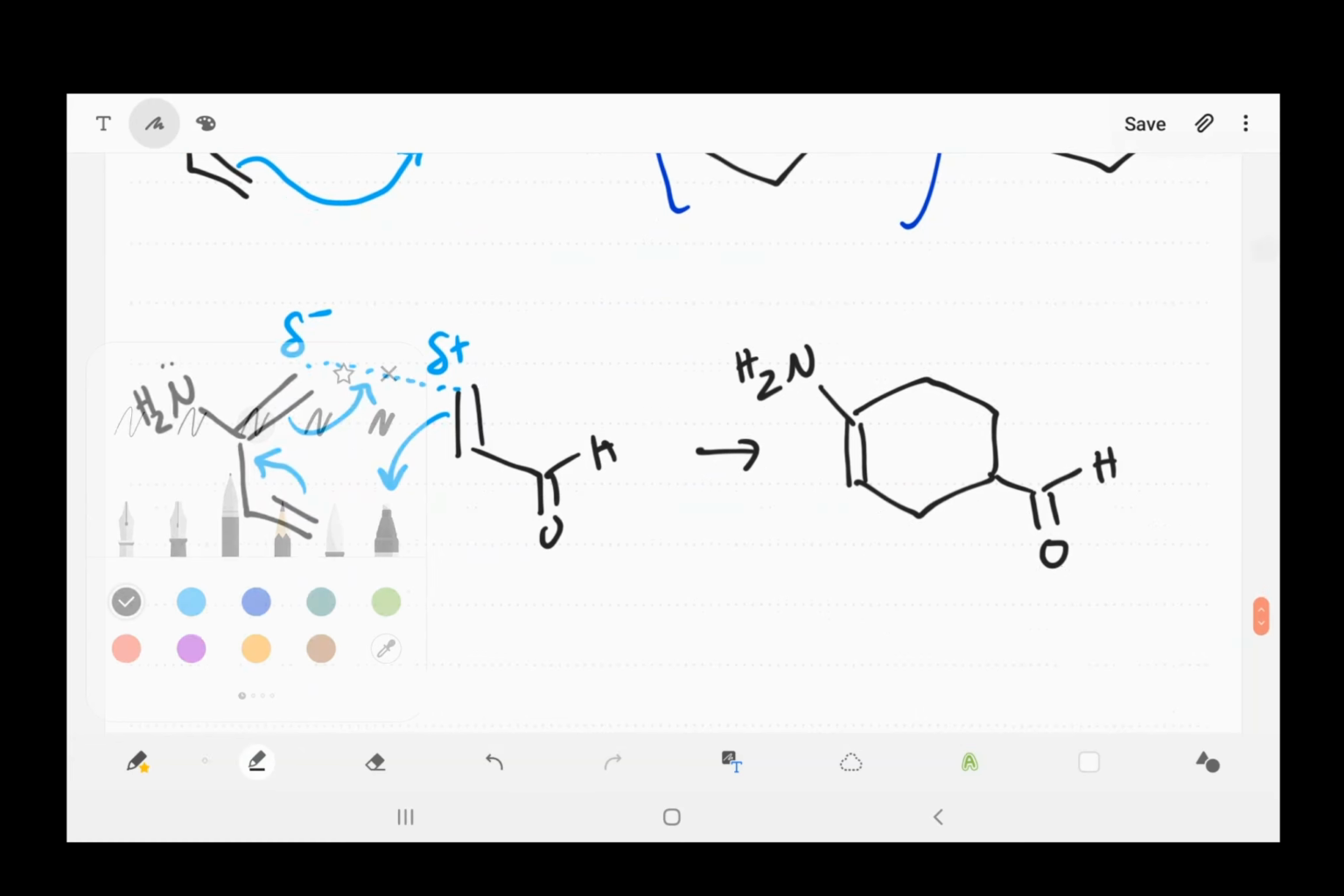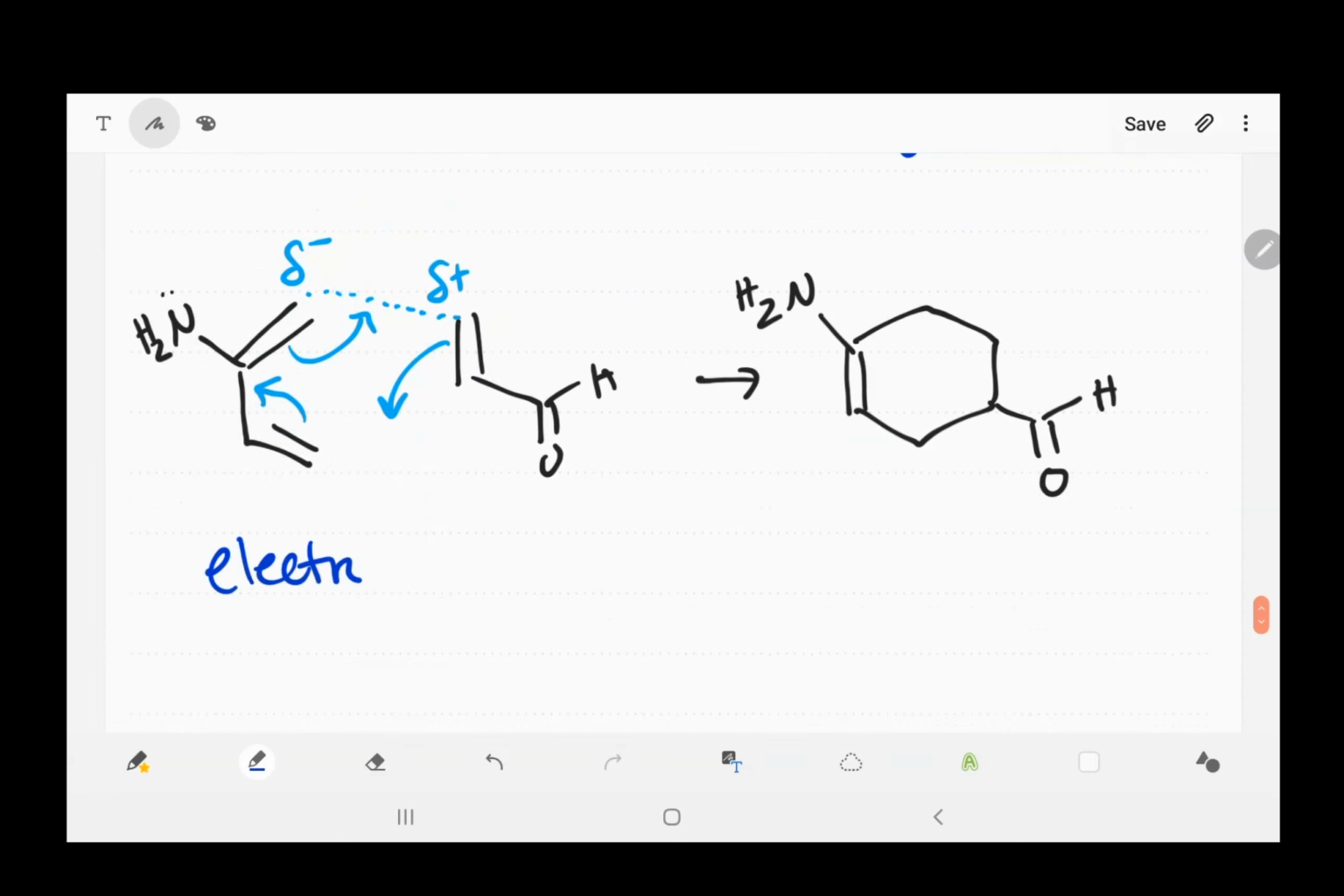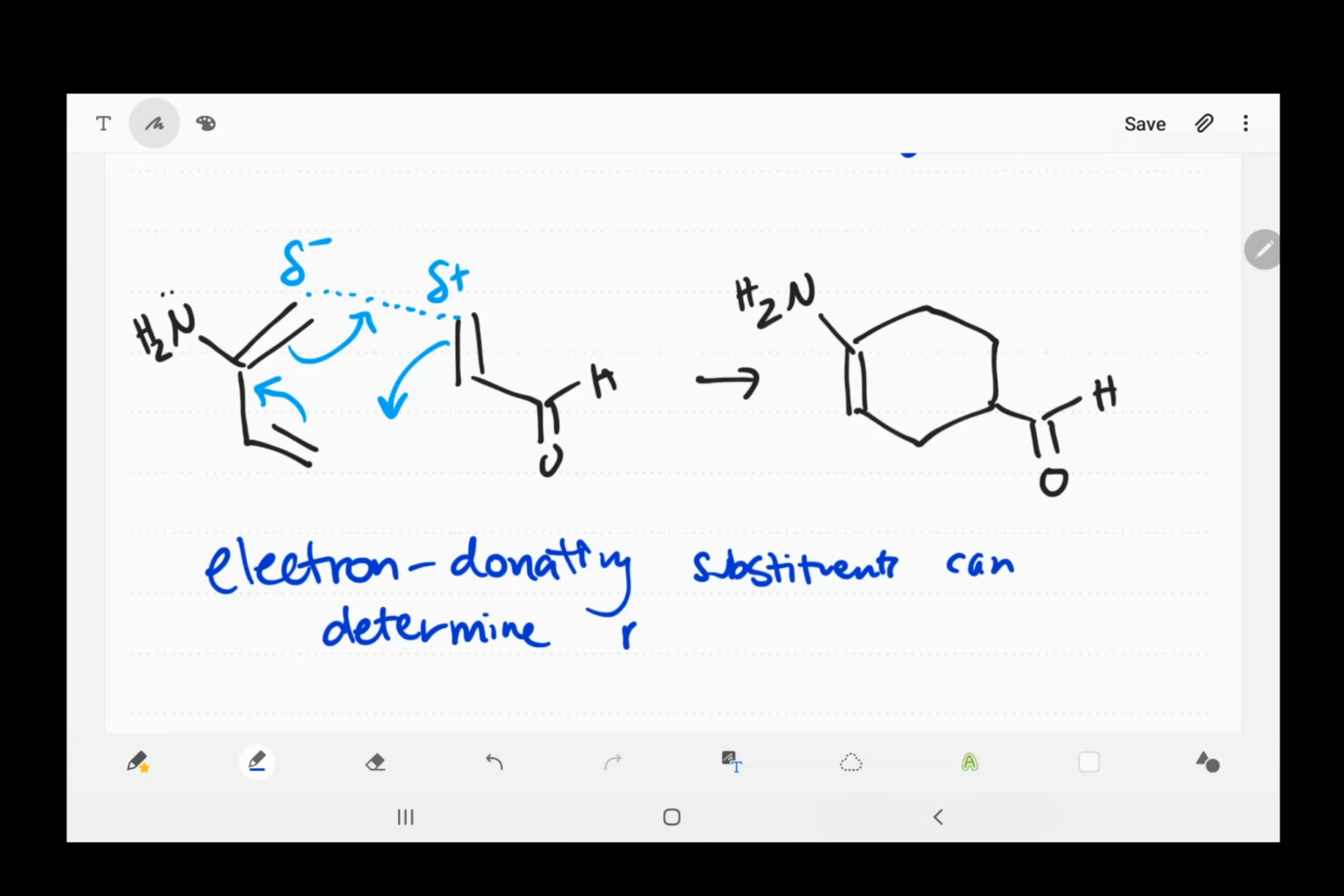So electron donating and electron withdrawing substituents can determine regiochemistry. So which carbon gets attacked and which carbon is doing the attacking, that's regiochemistry, right? Which area the reaction is happening.